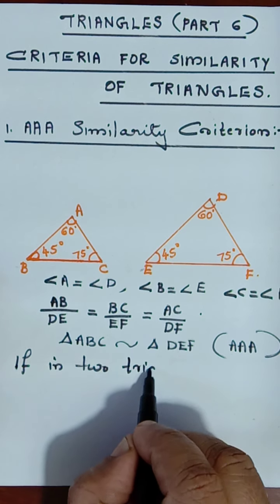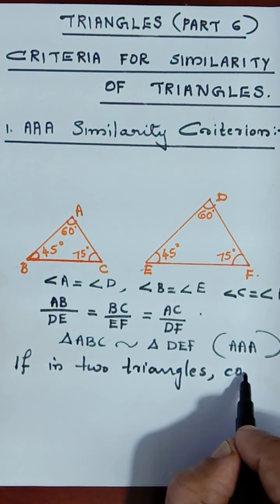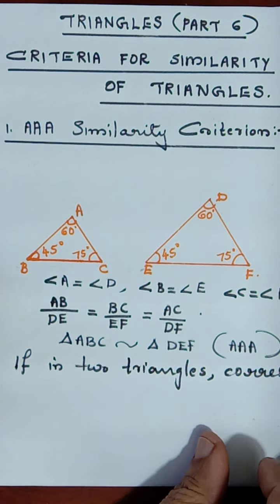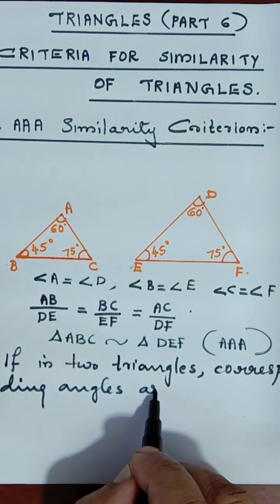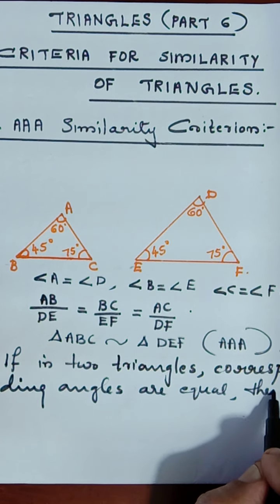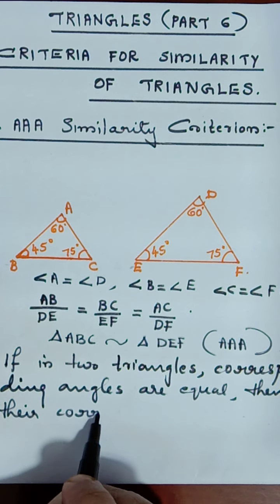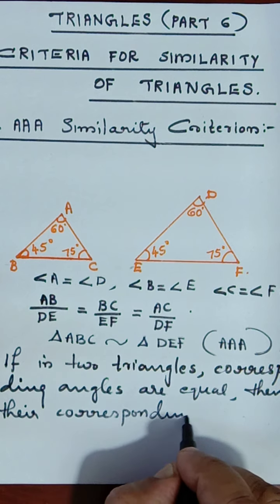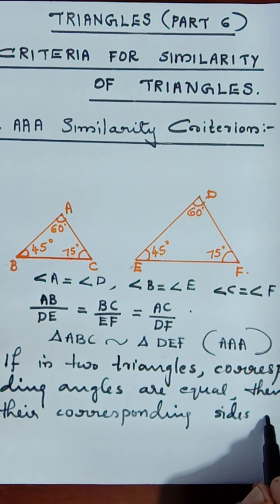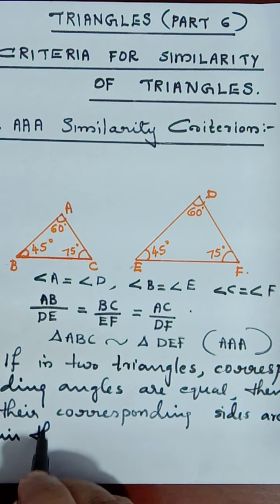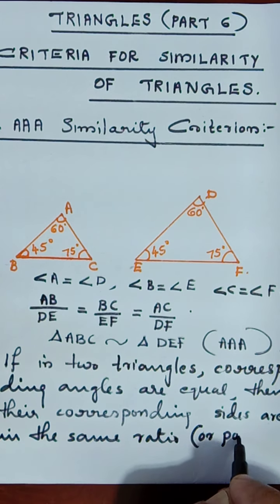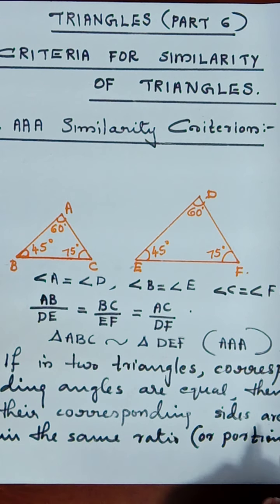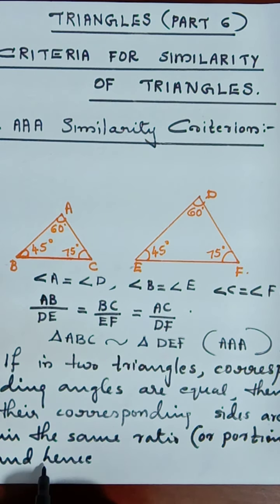So if in two triangles, corresponding angles are equal, then their corresponding sides are in the same ratio or proportion, and hence the two triangles are similar.